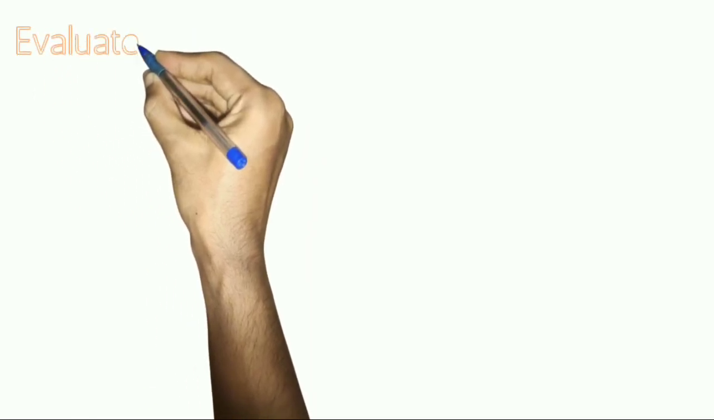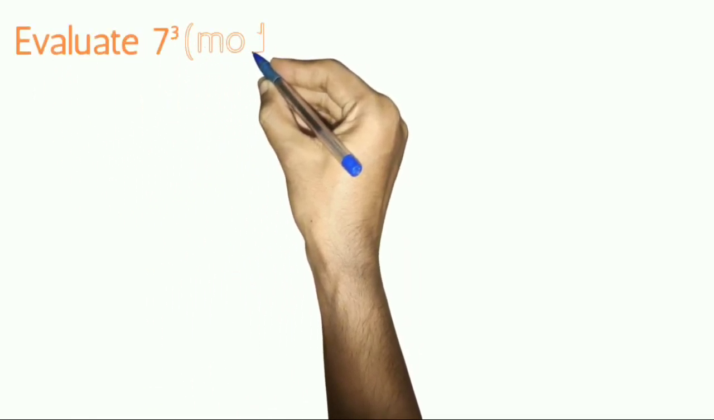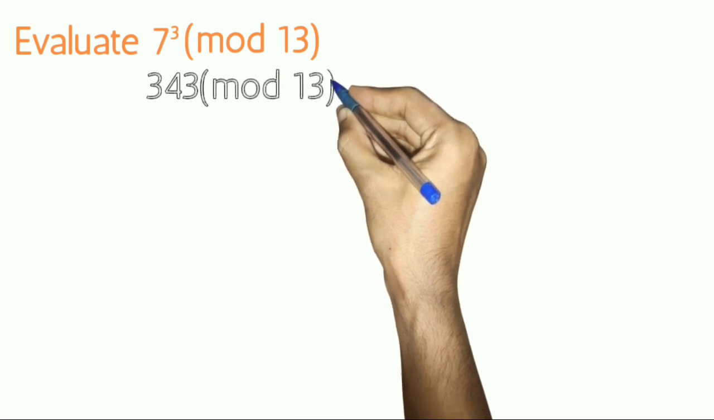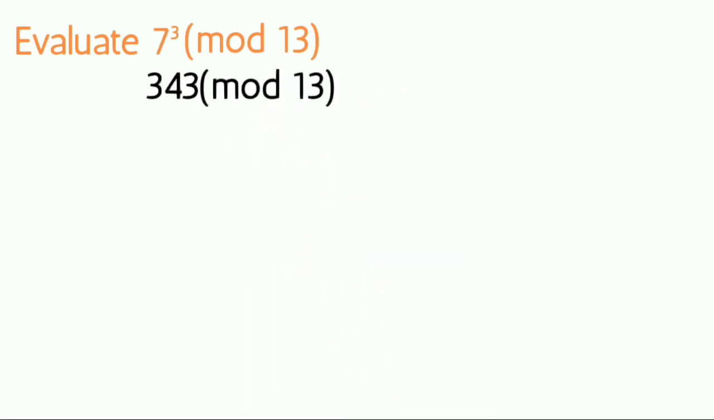Evaluate 7 raised to the power of 3 mod 13. 7 raised to the power of 3 is equal to 343. So that will become 343 mod 13. In order to solve this, maghahanap kayo ng smallest positive integer na kung i-deduct natin sa 343, ang result ay magiging divisible by 13 or yung result ay divisible by 13.